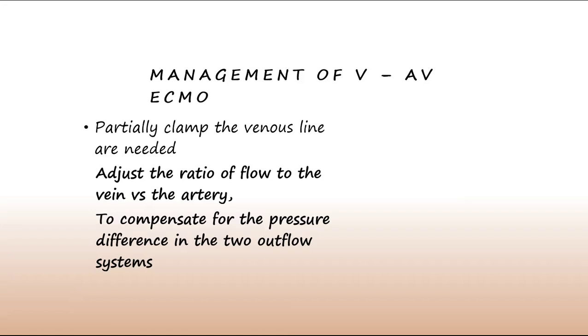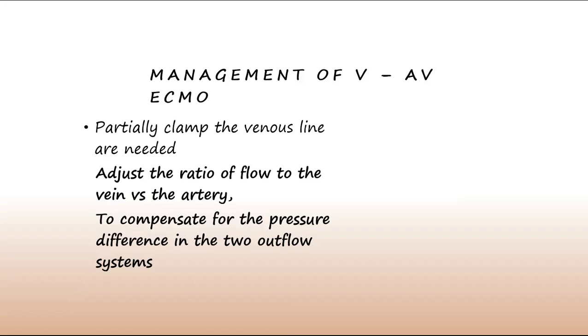And one more important point: how do you measure the flows? The output from the drainage limb is diverted with a Y connector to the artery and vein. So how do you measure these two flows? You need two flow sensors. Or else you can have only one flow sensor: keep it in the main limb, measure the flow, then keep the flow sensor in either the artery or the venous limb and measure the flow. The difference will be the other limb's flow here.